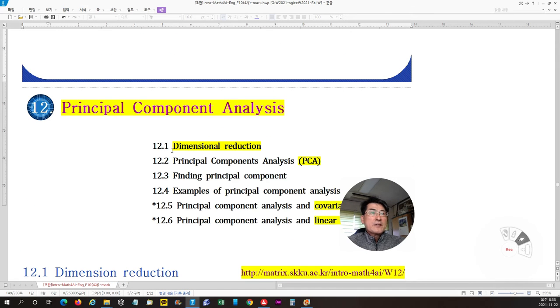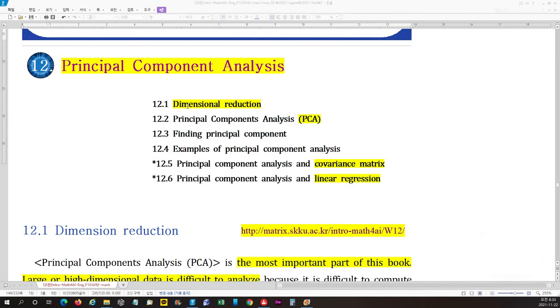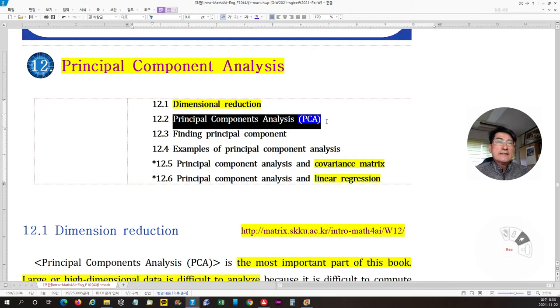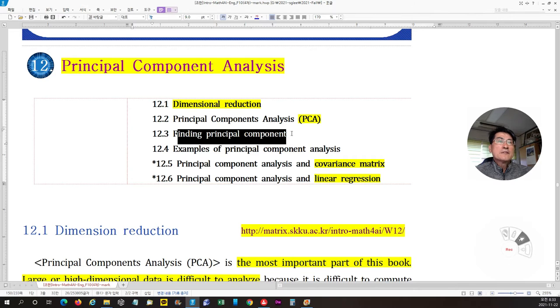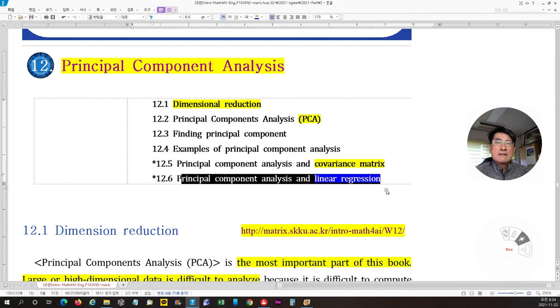In this chapter, we will cover rank reduction and principal component analysis, and how to find the principal components, and PCA and the covariance matrix, and PCA and linear regression.